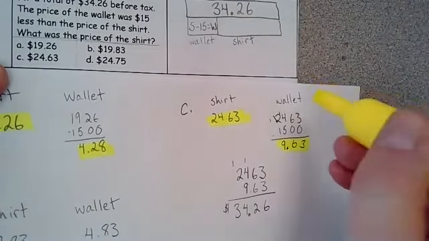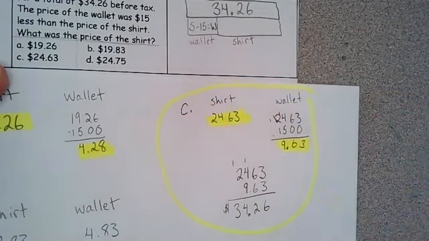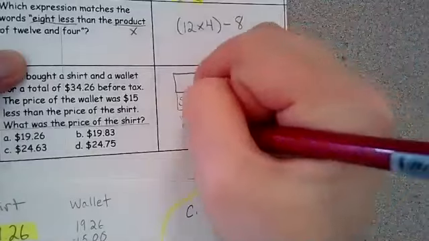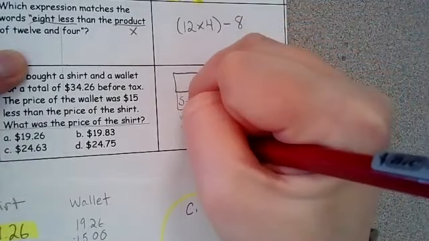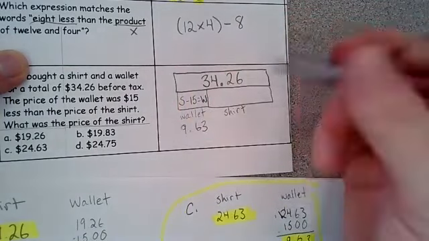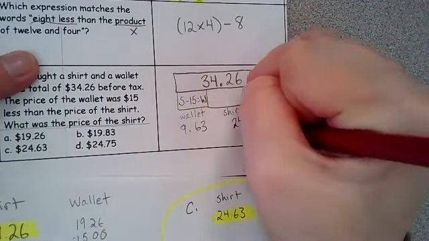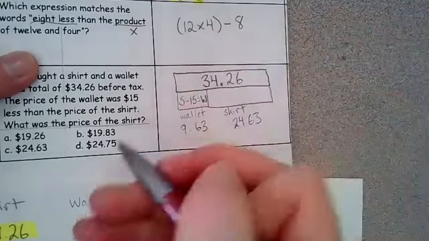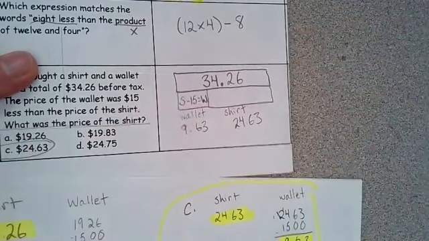So this was your ding, ding, ding. Yes, yes, yes. Okay. So coming down here, that means that your wallet was $9.63 and your shirt would be $24.63. So my answer was C.